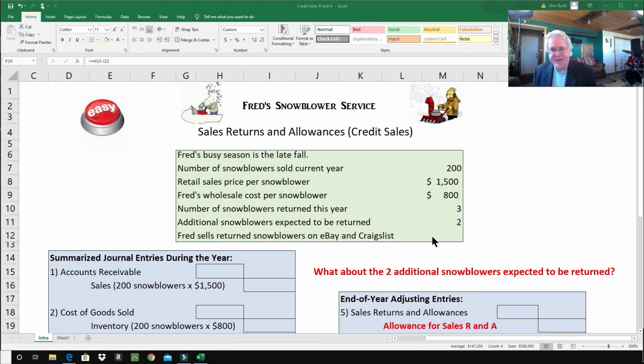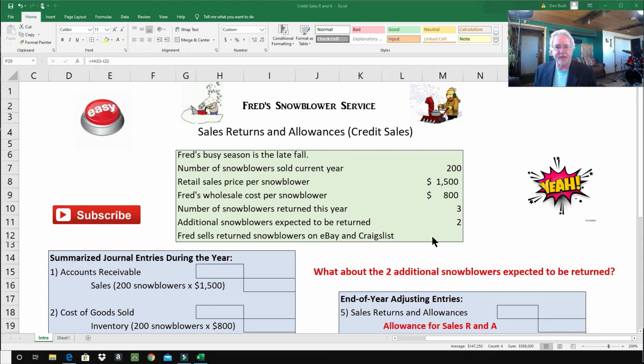I've been teaching accounting for about 30 years and I've been a CPA for about that long, and I've got a lot of fantastic ways to explain things. So today we're going to learn about something quite important. It's sales returns and allowances, and we're going to focus on credit sales. It's something that's really pretty easy. It's straightforward, and I'll explain it to you.